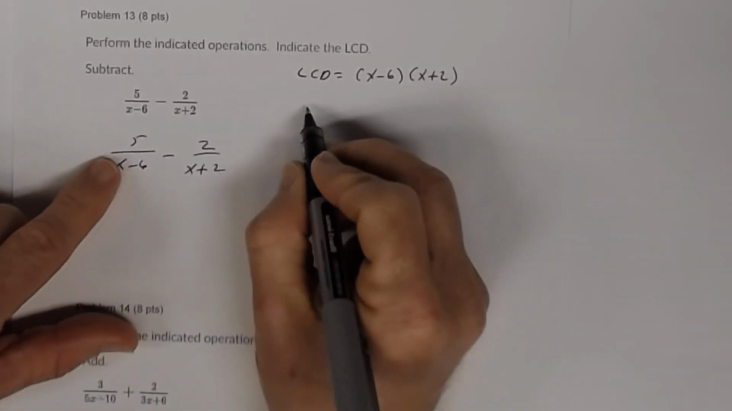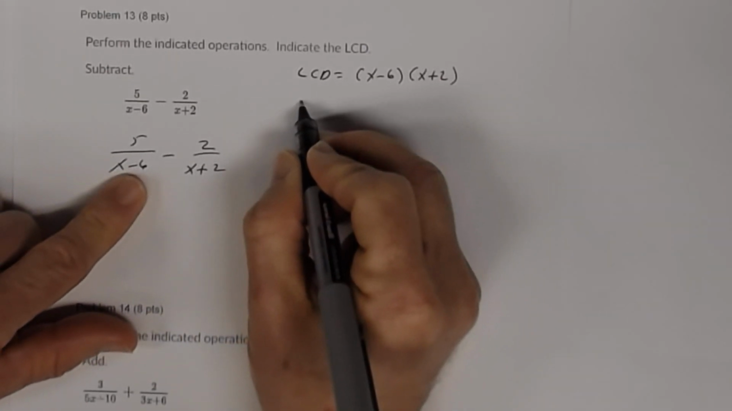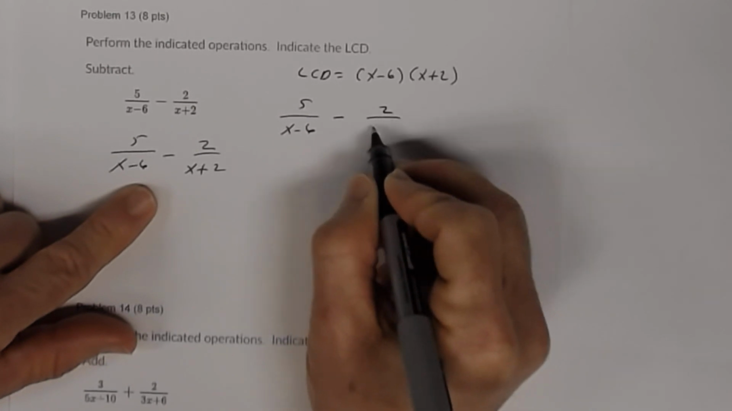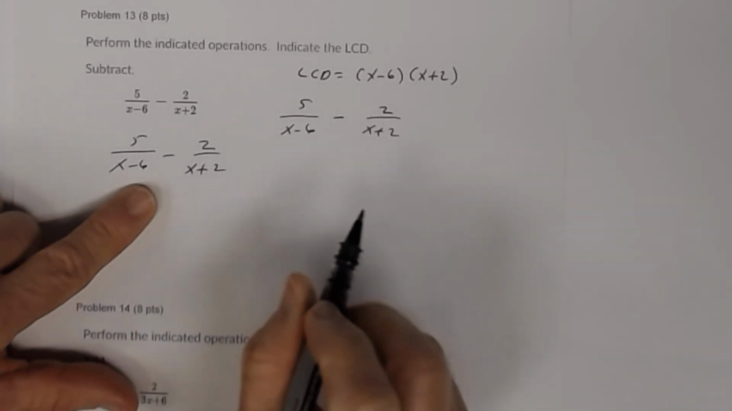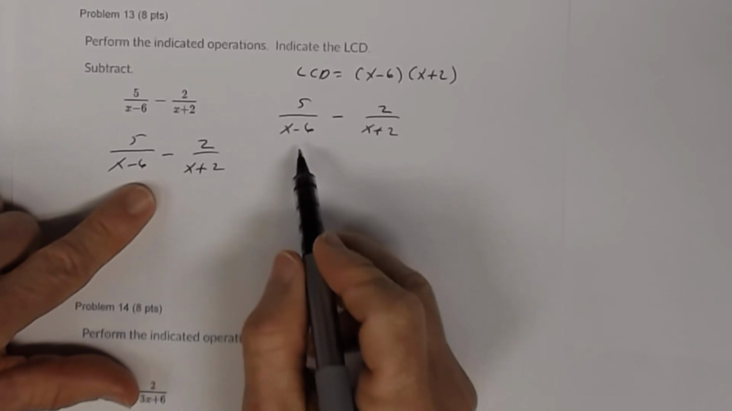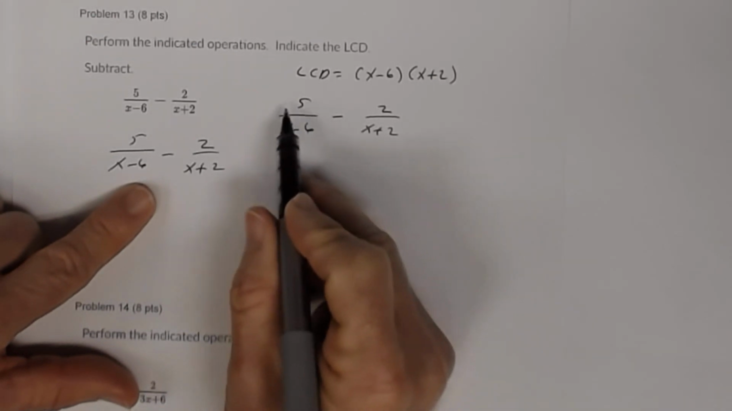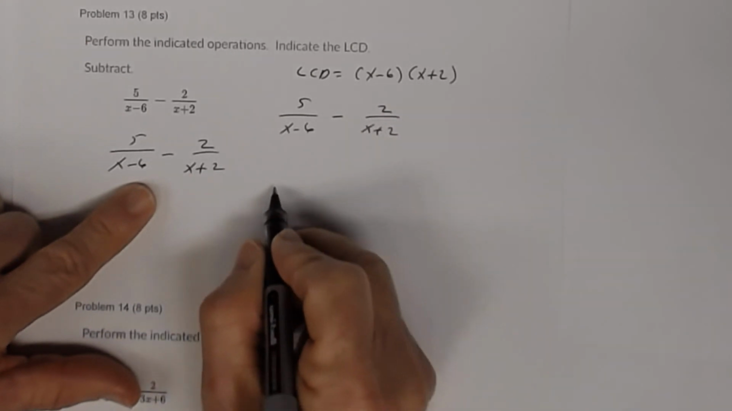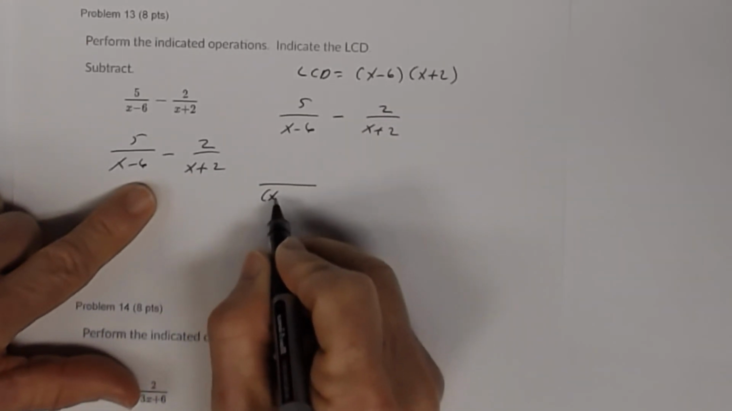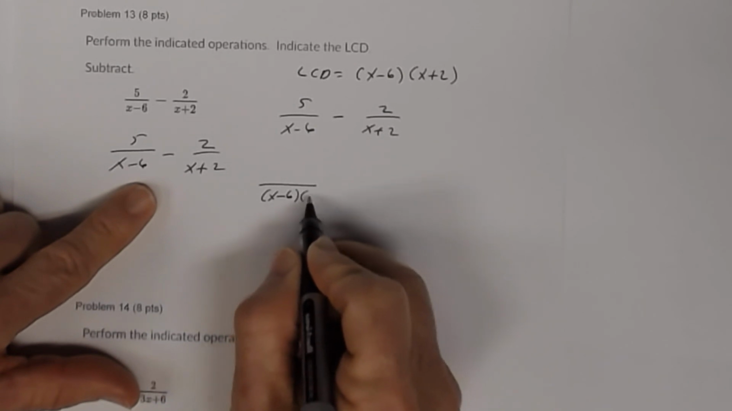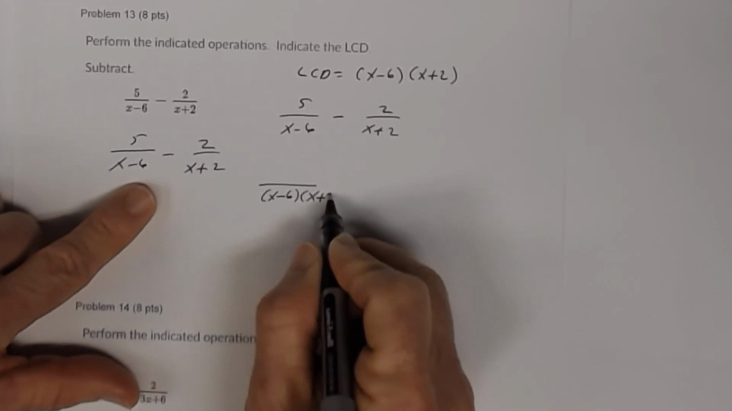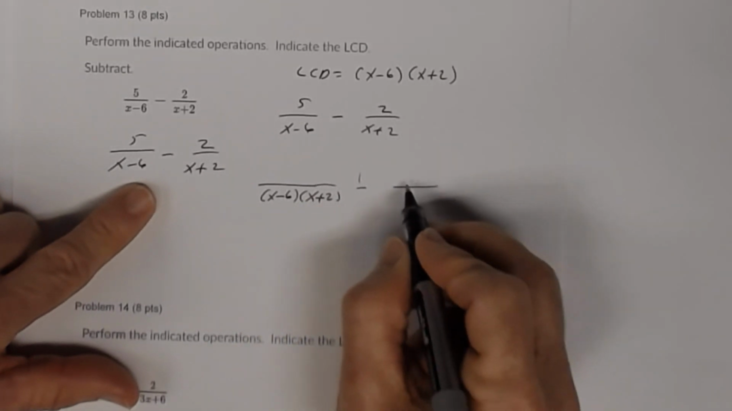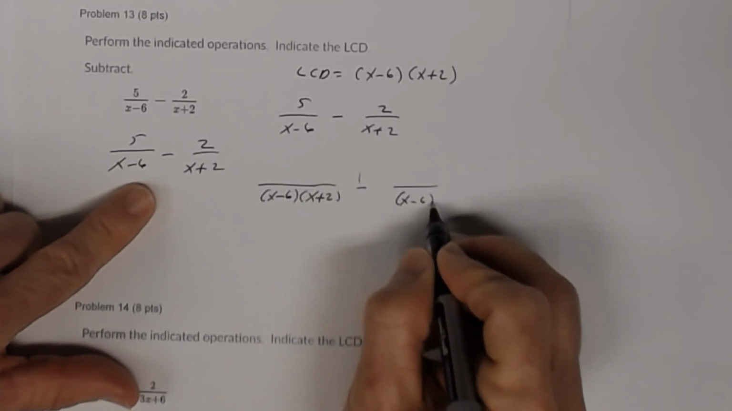Now, let me go ahead and rewrite this right here. So you're going to write equivalent fractions now. Once you find the least common denominator, you're going to write equivalent fractions. You want to rewrite this fraction and this fraction with a denominator that looks like this. So I'm going to put the denominator as x minus 6 times x plus 2, which is the LCD. Don't forget you're subtracting. That's why you see a subtraction symbol here. And then x minus 6, x plus 2.